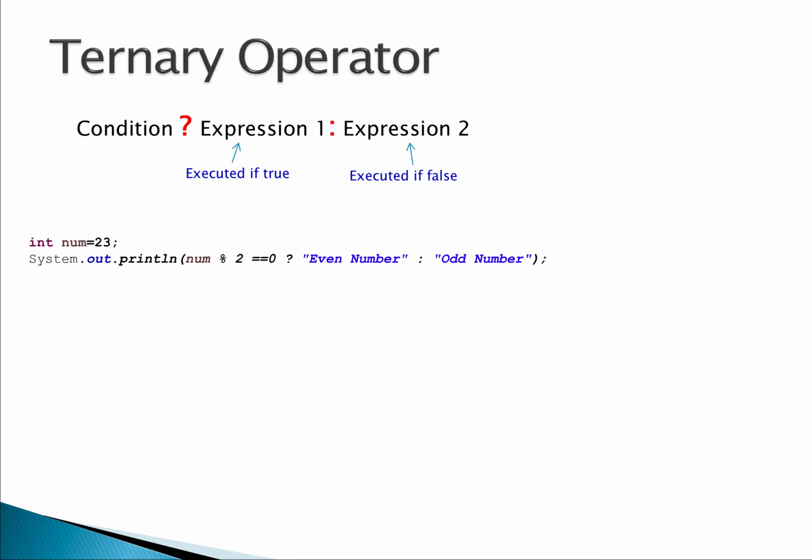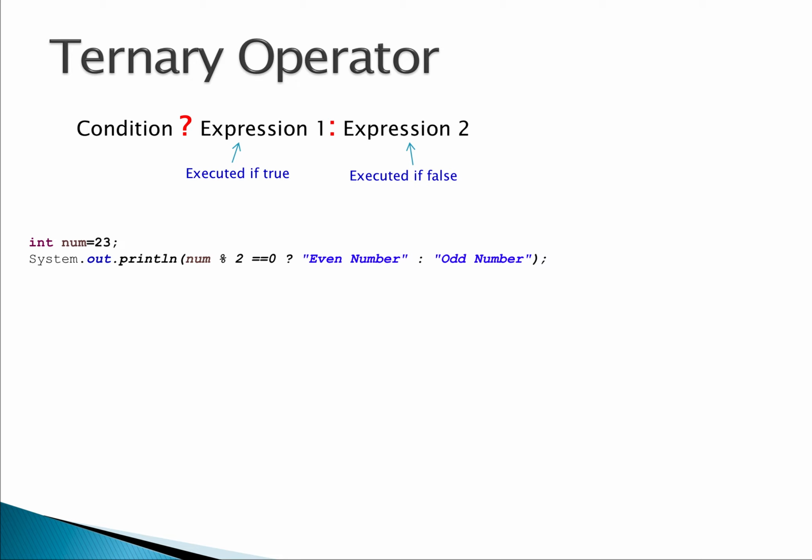Let's take a variable number equal to 23, and System.out.println, where we are checking num % 2 == 0. What is num % 2? Num is 23, as you know. Percentage 2 is going to divide the number by 2 and get the remainder. When you divide 23 by 2, you get a remainder of 1. So 1 is compared against 0. 1 is not equal to 0, so it is going to be false here.